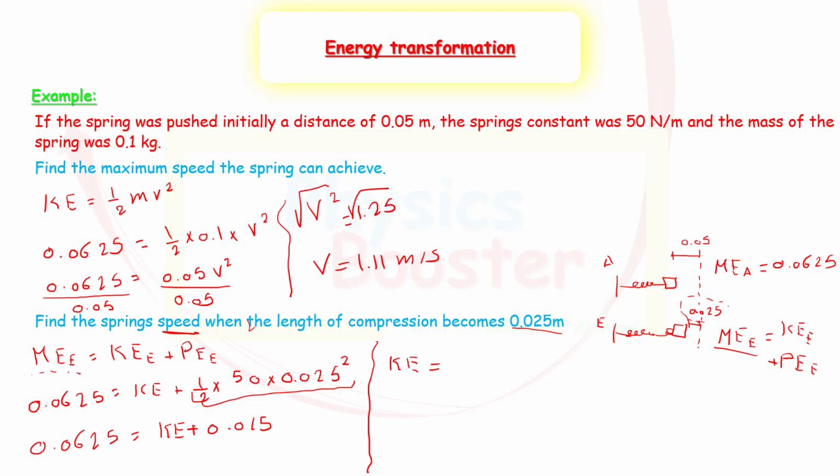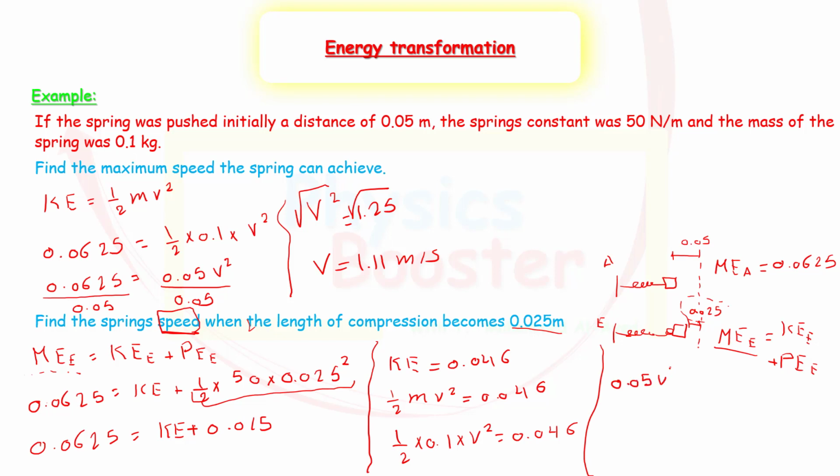The kinetic energy will be equal to 0.046. Now this is the kinetic energy, but it's not asking for the kinetic energy, it's asking for the speed or the velocity. So again, half m v squared, which is the equation of the kinetic energy, is equal to 0.046. Now, half multiplied by the mass, which is 0.1, multiplied by the velocity squared is equal to 0.046.